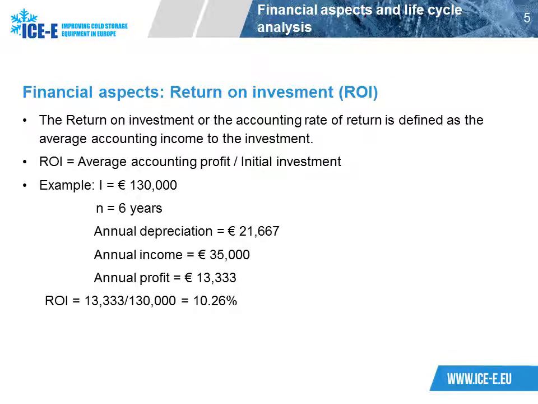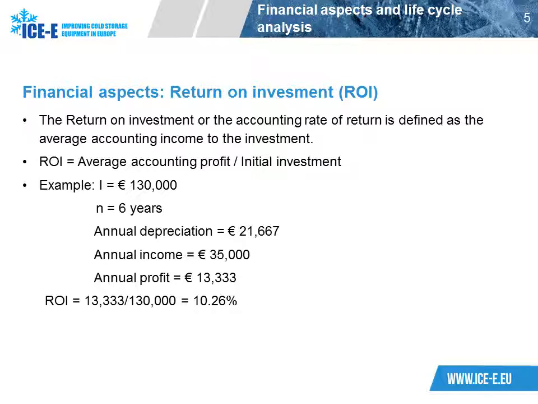The return on investment. There are several ways of calculating the return on investment. In this example, we'll give one. The return on investment, or the accounting rate of return, is defined as the average accounting income to the investment. So, you calculate it by taking your average accounting profit divided by the initial investment. In this example, we have an investment of 130,000 euros. This investment will last for 6 years. After the 6 years, I don't have any value left.